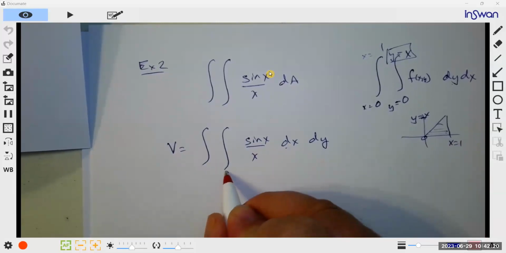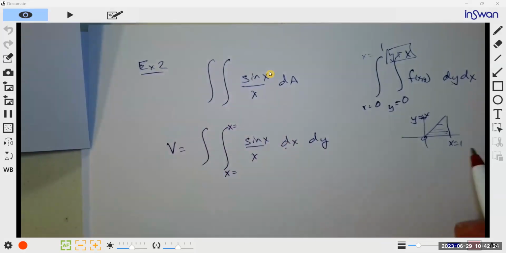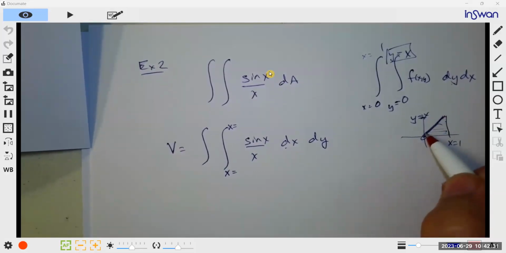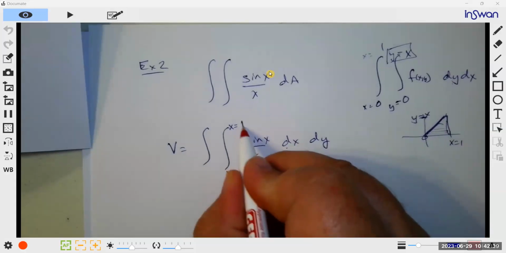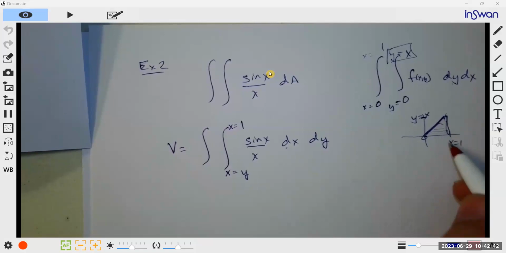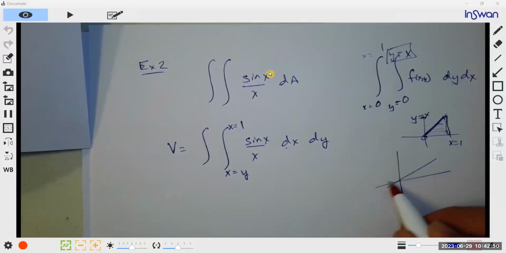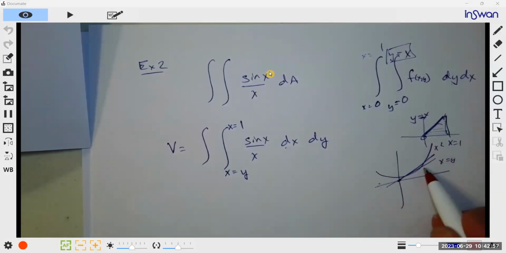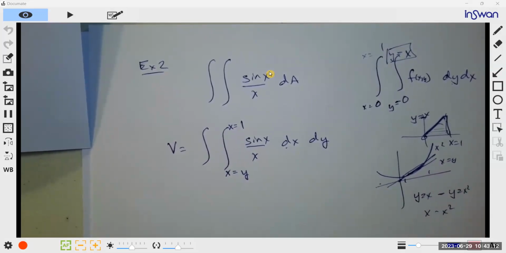So with this one, our lower bound is x equals y, because this is our lower function. So x equals y. And this is the one we're going to subtract from it, x equals 1. Remember, whenever you have two curves, let's say we had these two curves, here's x squared and here's y equals x. The way you find the area between them is take the curve on top, which is y equals x, and subtract the curve on the bottom. So it's x minus x squared. That's how you take the area of it.